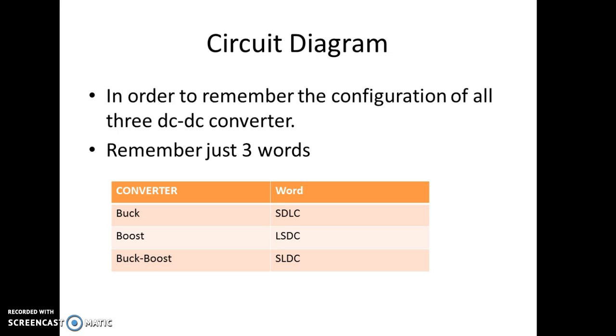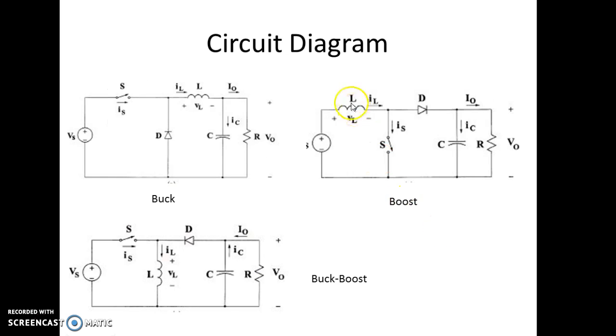Now I am explaining this, bear with me. In buck it is S, then D, then L, then C. Near the source voltage you have the switch, then the diode, then the inductor and capacitor. Similarly for boost, L, S, D, C. This is nothing bookish, it is just to be comfortable with the circuit diagram. Sometimes in the starting you may get mixed up with questions like this. Then for buck-boost, it is S, L, D, C.